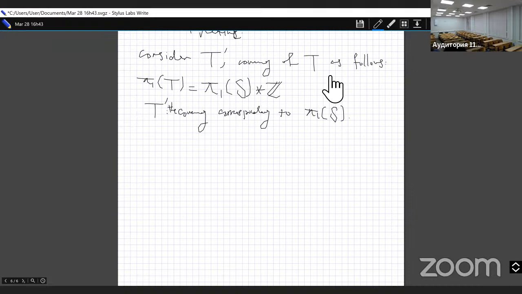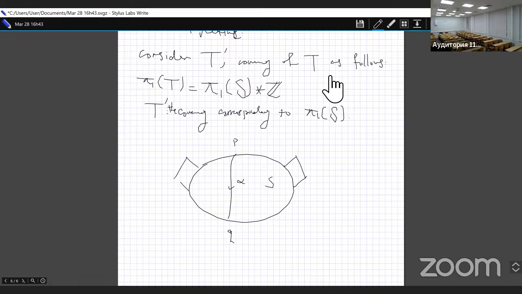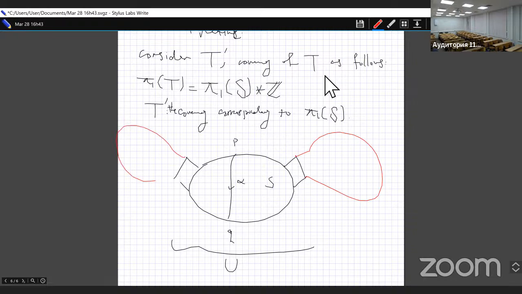And then as a picture, it's like this. I mean, if you want to draw a picture, it is S, Q, and these are our two angles, and this part is U, and the red parts are UTL, the universal cover of U.